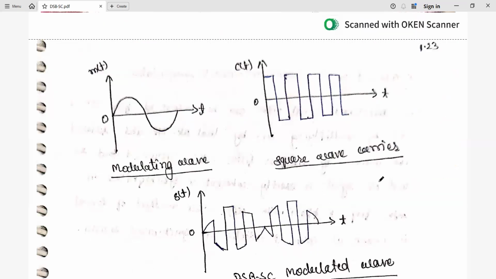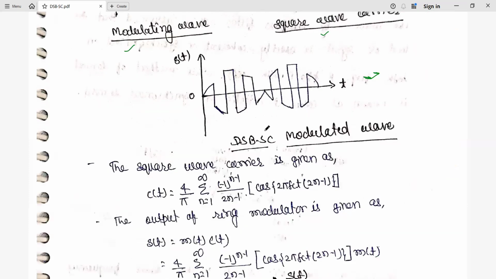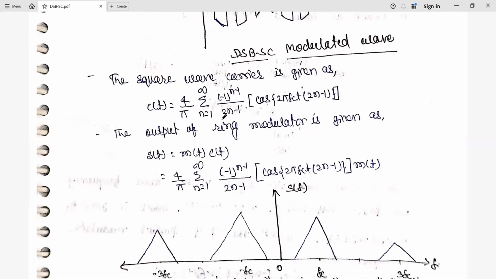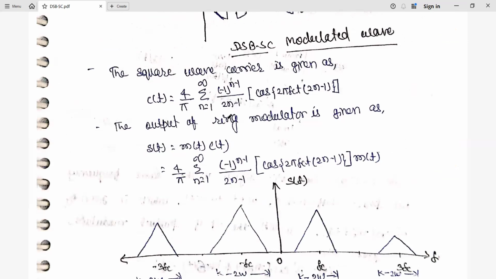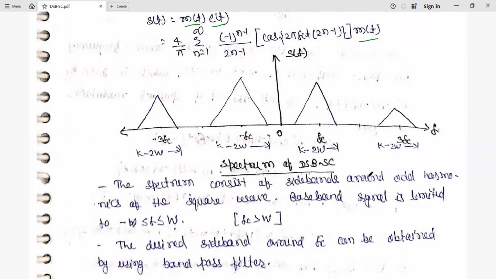So here the waveform is shown. This is the modulating wave, and here a square wave is taken as the carrier signal, and this portion is the modulated wave, DSB-SC. So again, you can observe the phase reversal. This square wave expression is 4/pi summation n equal to 1 to infinity, (-1)^(n-1) divided by (2n-1), cos 2 pi fc t (2n-1). So finally, the output of the ring modulator is the product of the message signal and the carrier signal. So c(t) is being multiplied by the message signal.